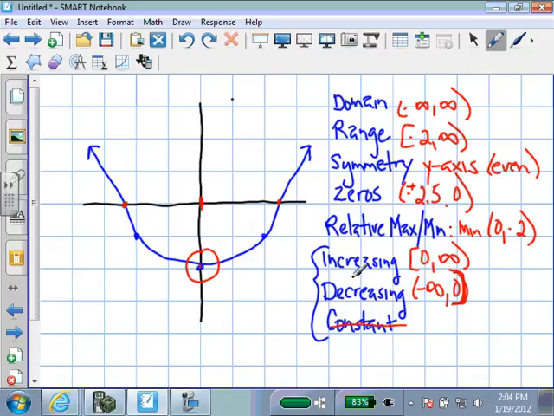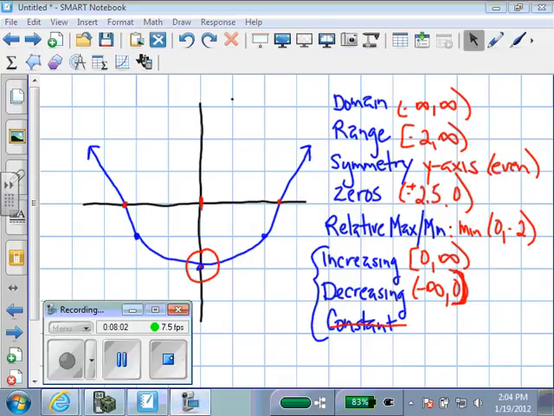Remember, for these, your interval should be on the x-axis, describing what the graph is doing. So while you're walking from negative infinity to 0, the graph is decreasing. And while you're walking from 0 to infinity, the graph is increasing. Okay, that's a brief look at what's going on.